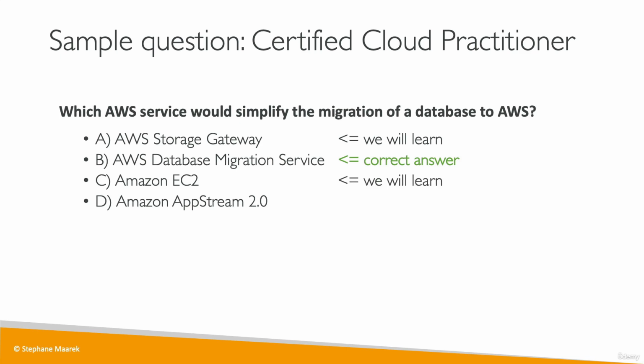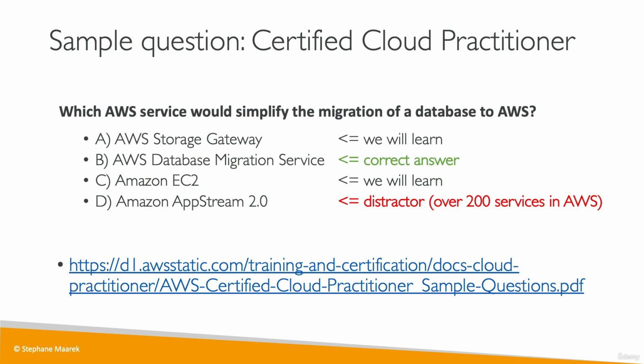And it is possible in the exam to have services that will be called distractors, so they will not be covered in the course because there are over 200 services in AWS, but they will appear at the exam as a wrong answer. So in this course, I want to focus on the services that I know are core to AWS and that will come up at the exam, but I will not focus on explaining the distractors because that would put too much information into your head. If you're interested in checking out the sample questions for the exam, you can use this link.